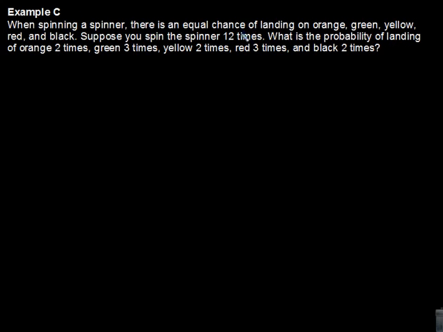When we're spinning a spinner, you guys know like the spinners for like Twister, yeah, okay. We have an equal chance of landing on orange, green, yellow, red, or black. Okay, so there's 1, 2, 3, 4, or 5. So the probability of any color is 1 out of 5, which is a 0.2. Okay, because there's an equal chance. So let's say we spin the spinner 12 times. What is the probability of landing on orange twice, green 3 times, yellow twice, red 3 times, and black 2 times?